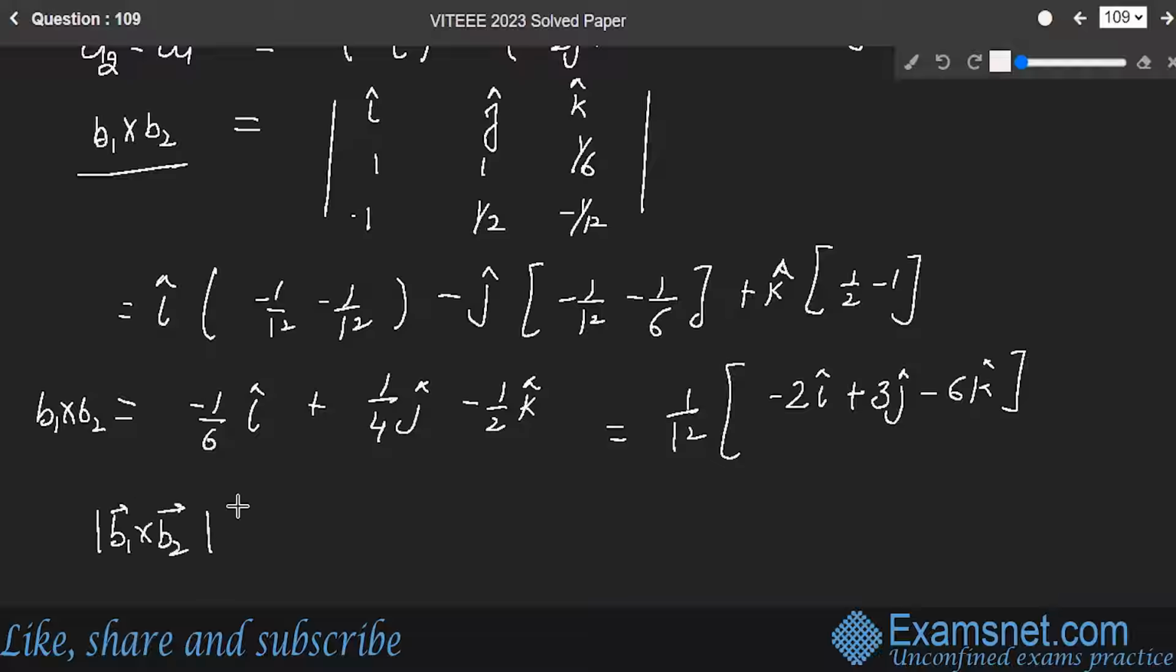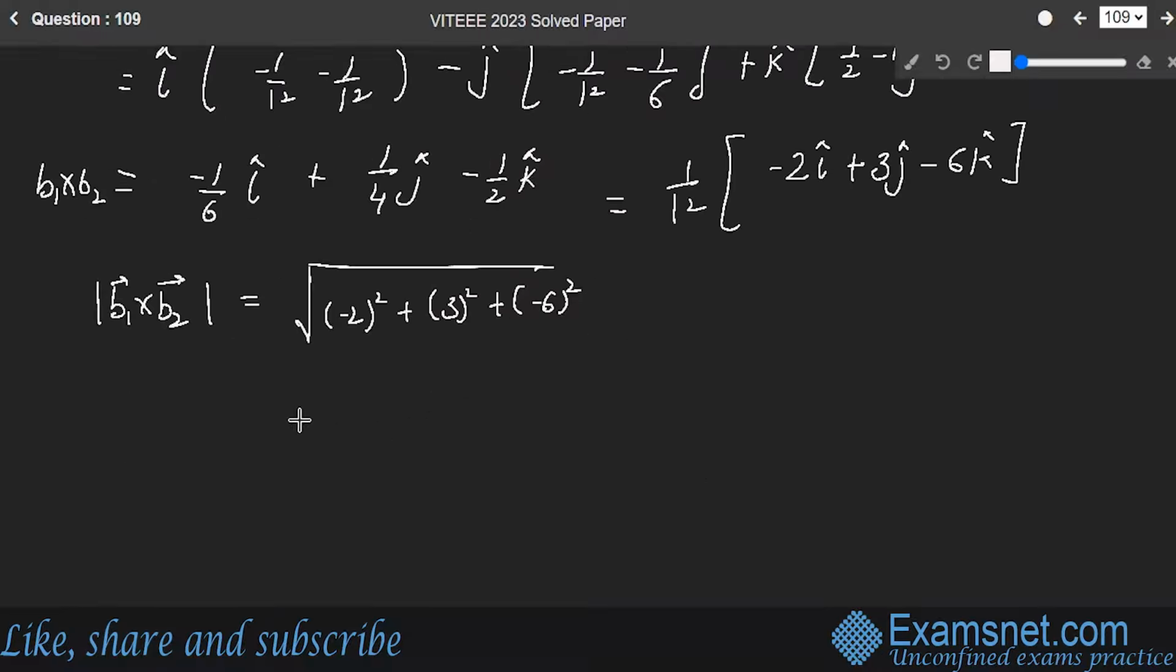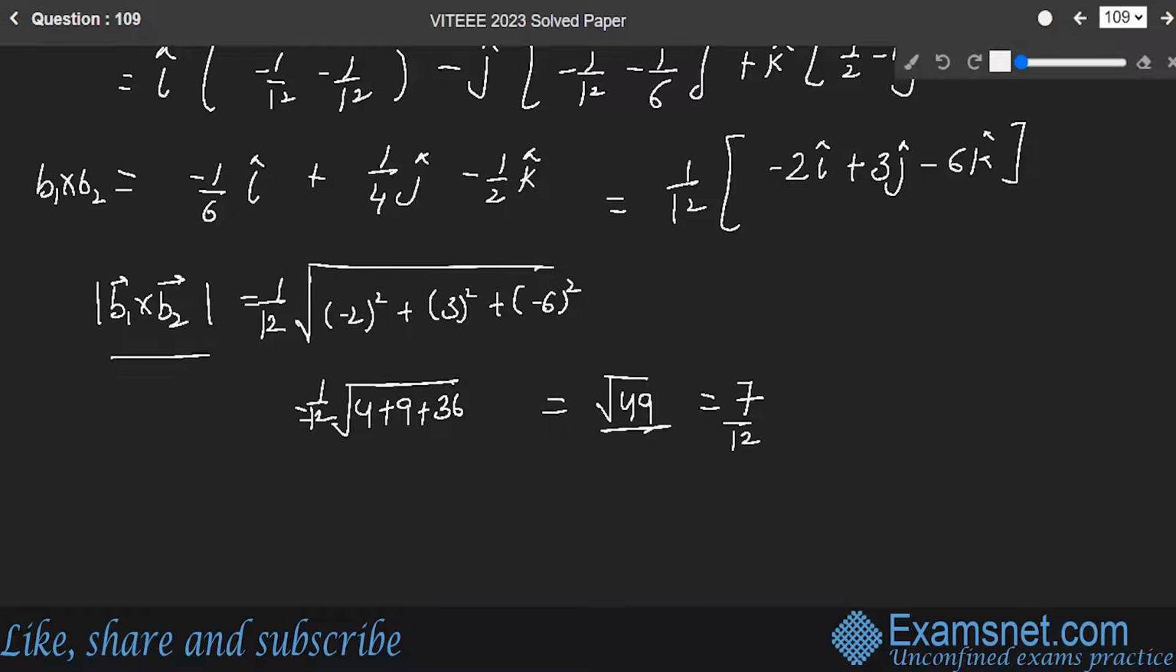So the magnitude of B1 cross B2 will be given by root of minus 2 square plus 3 square plus minus 6 square, which is equal to 4 plus 9 plus 36, or root of 49. That is 7, because there's a mod function outside it. One thing I forgot is the 12, so this is equal to 7 upon 12.